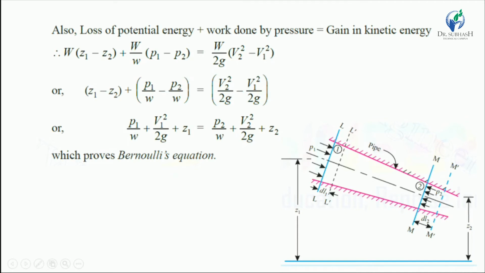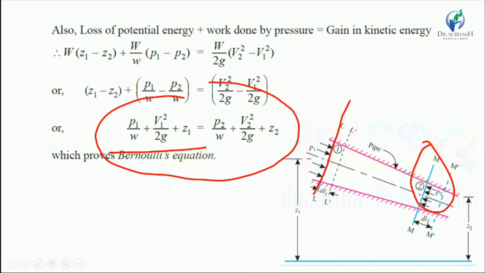Okay, now W, the weight, cancels on both sides. Okay, now the remaining equation is this, and now rearrange the elements of the equation. So the section 1 side elements are moved to the left side, and the second section side elements we take to the right side. Okay? So we can get this equation.